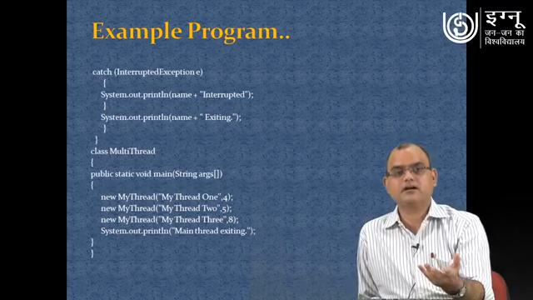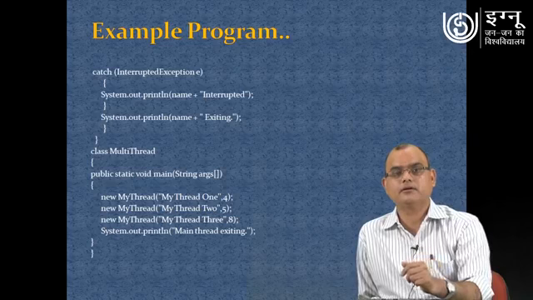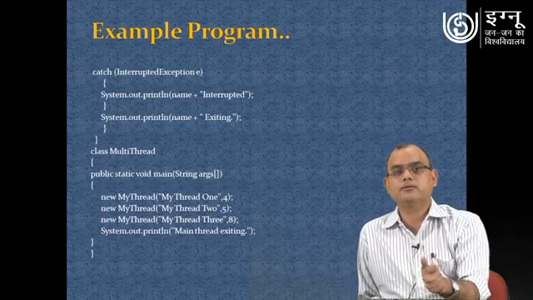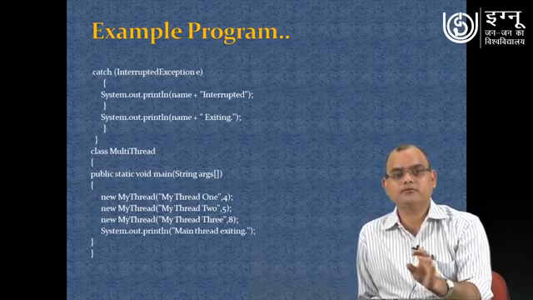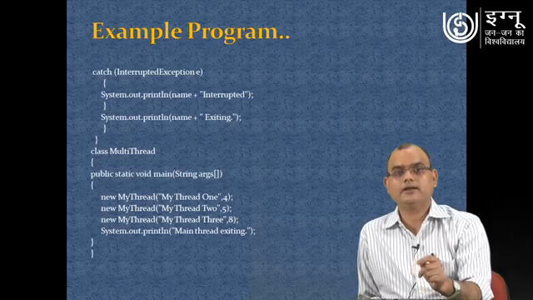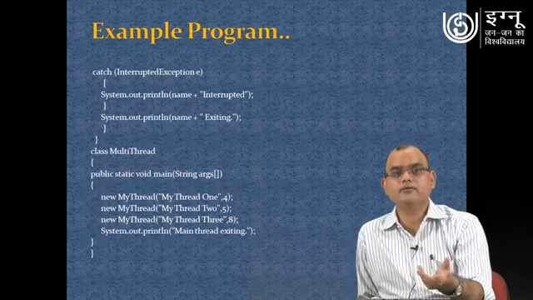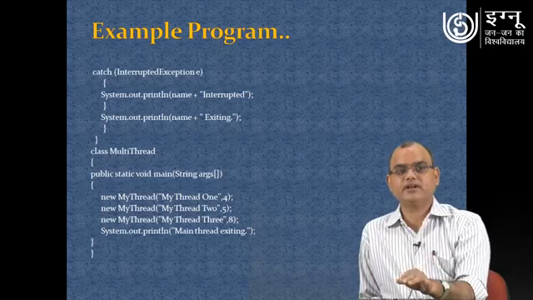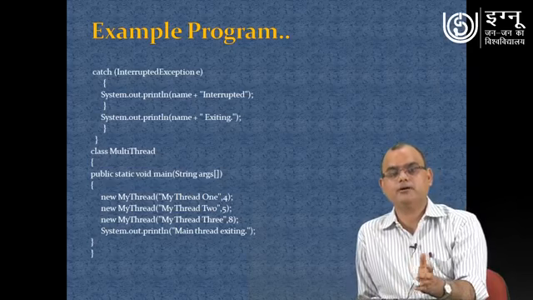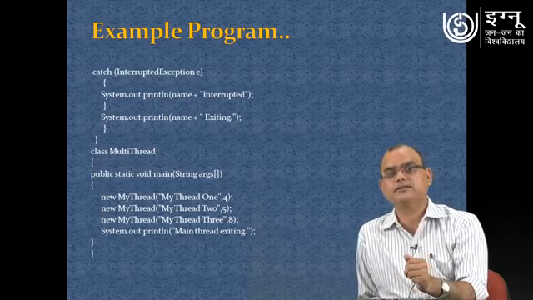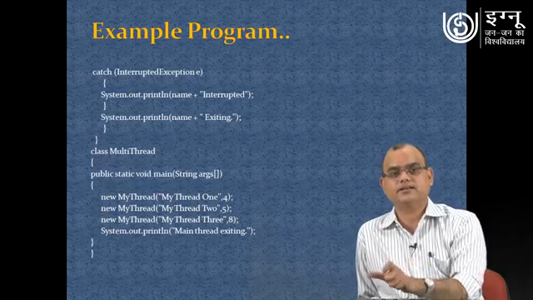If the exception does not occur, obviously the control of the program will not go into that section, and that particular line, "interrupted", will not be printed in your program. Once the process is completed, it will come out of your execution, and finally it is going to display "exiting".